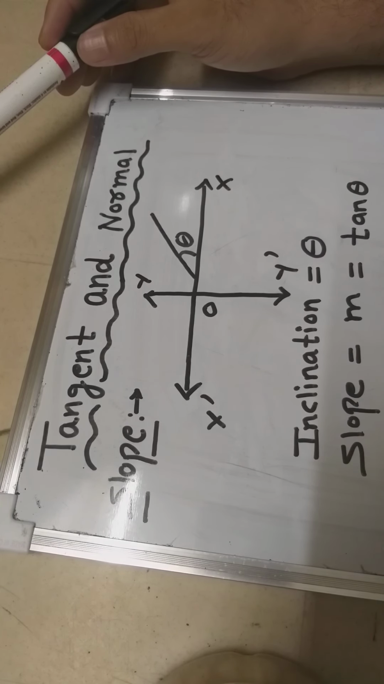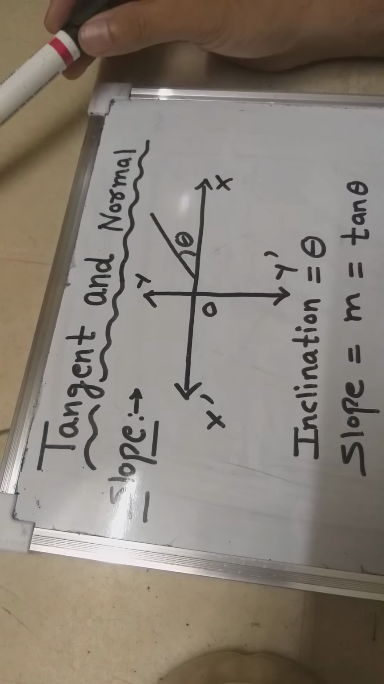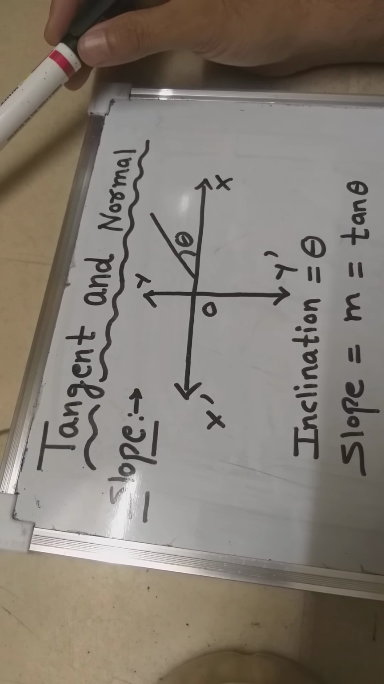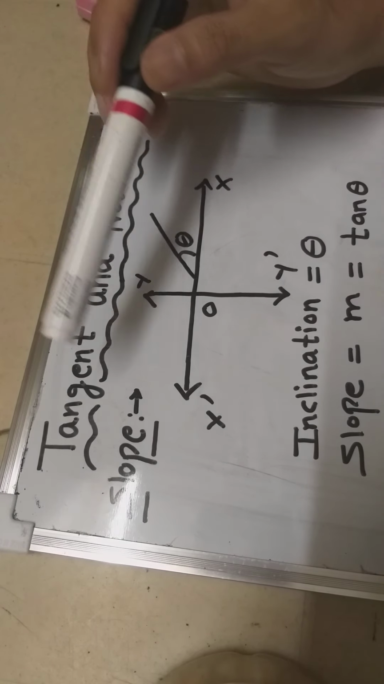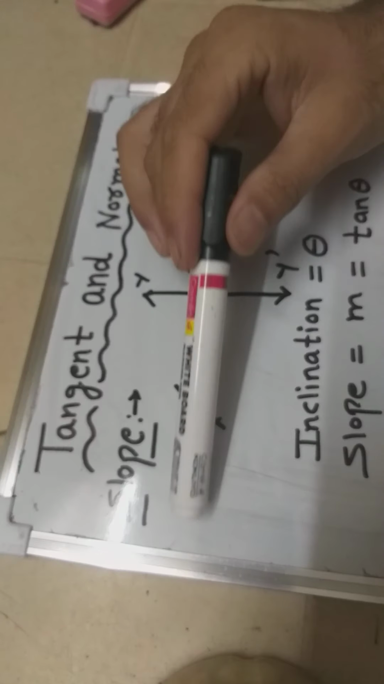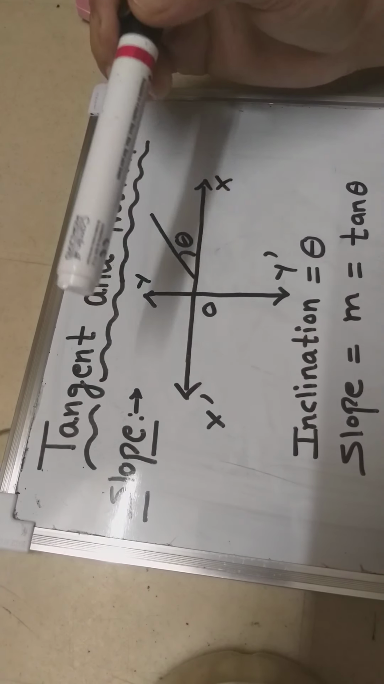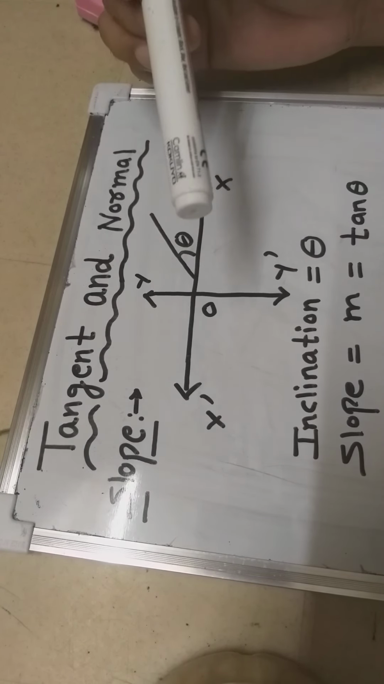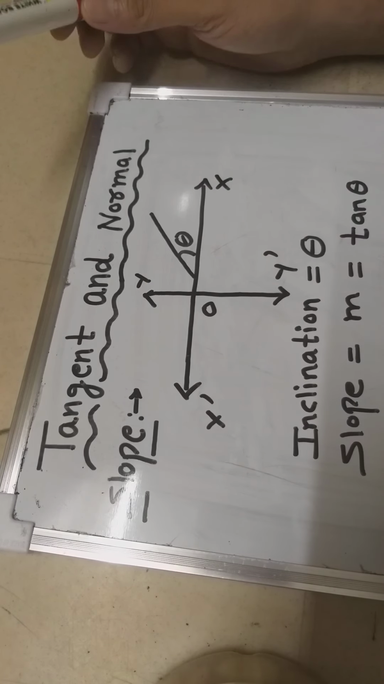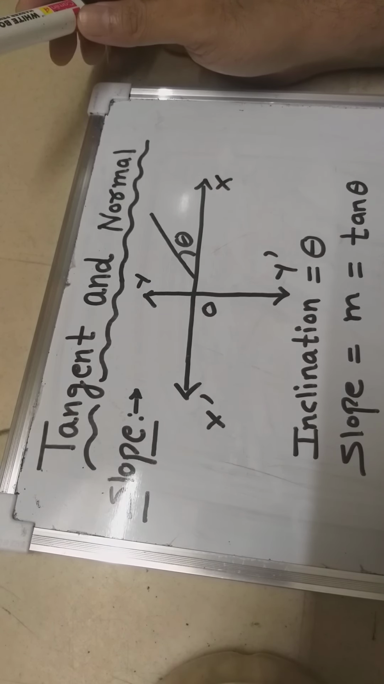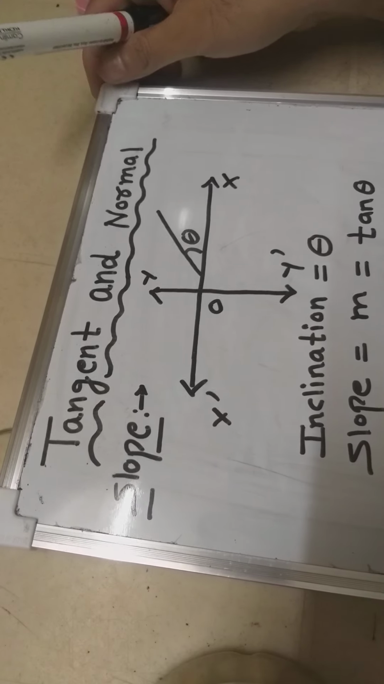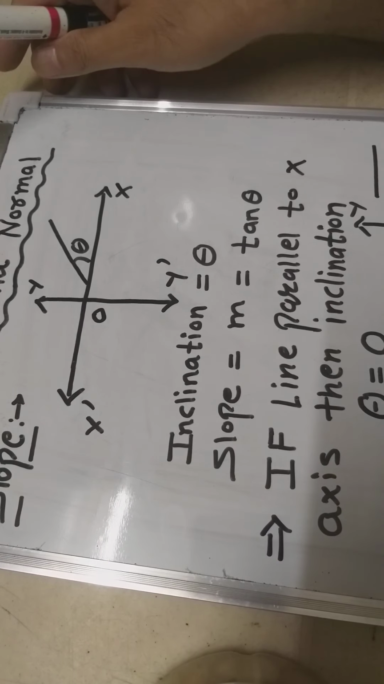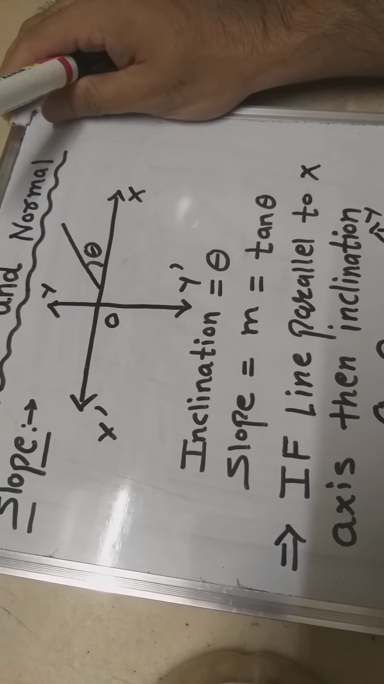Today we will start the new topic, tangent and normal. Before starting the topic tangent and normal, I want to discuss the last topic, slope of line. What is slope? What is inclination? The different methods to find the slope of a line and the relationship between slopes of two lines.